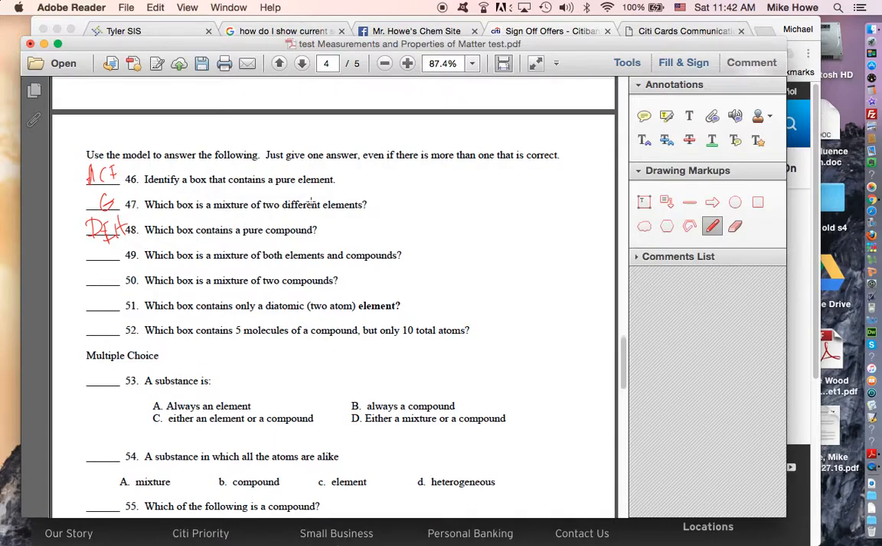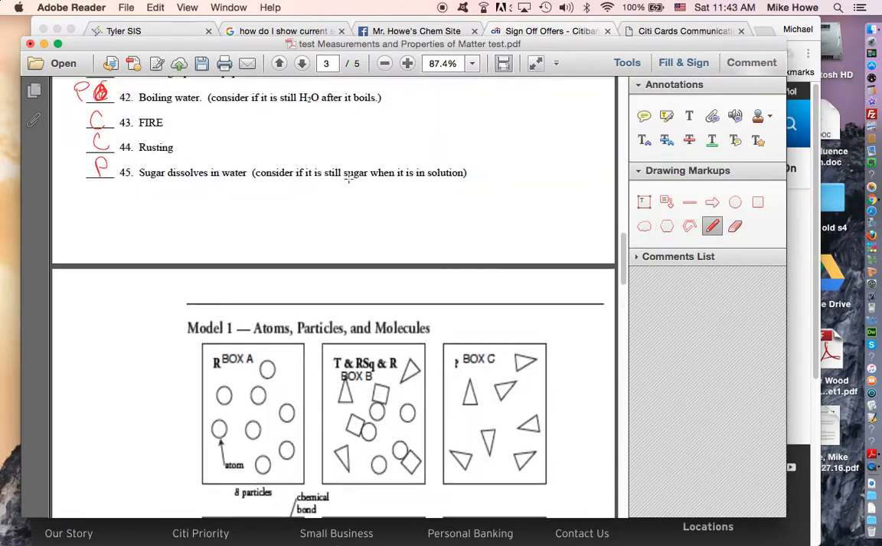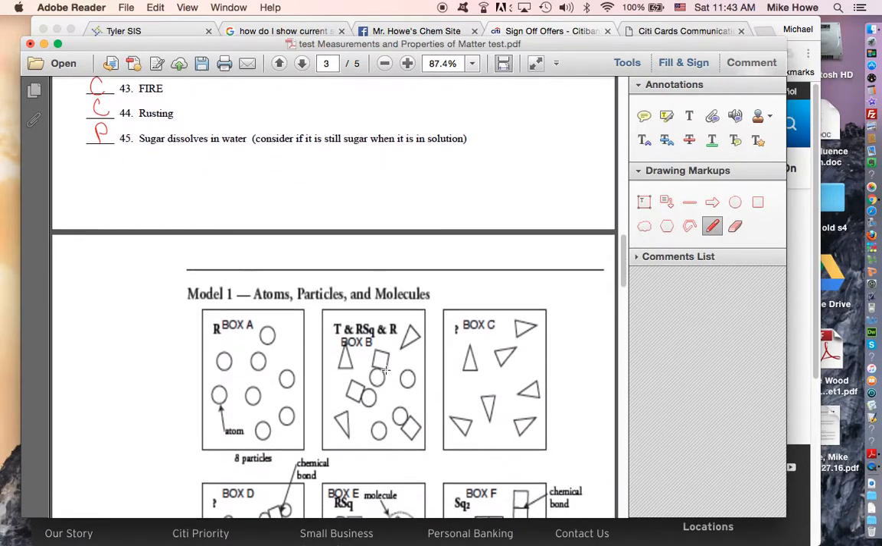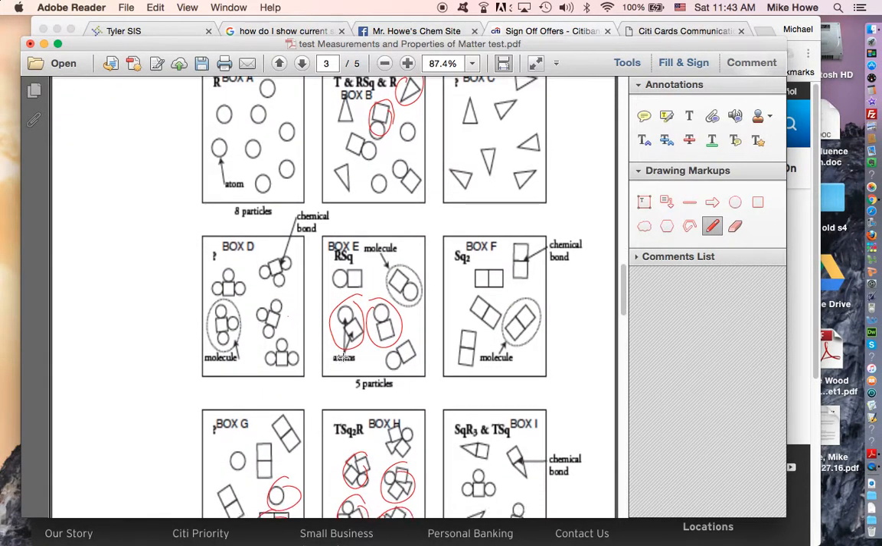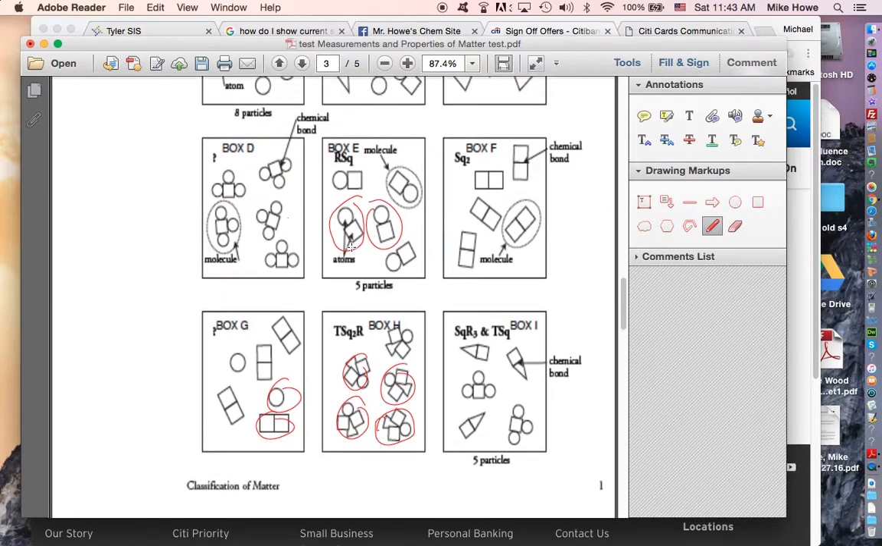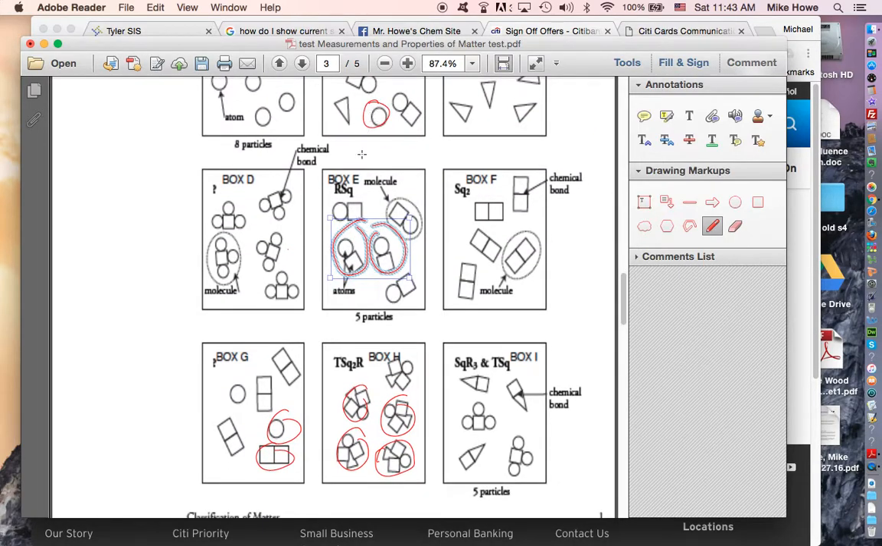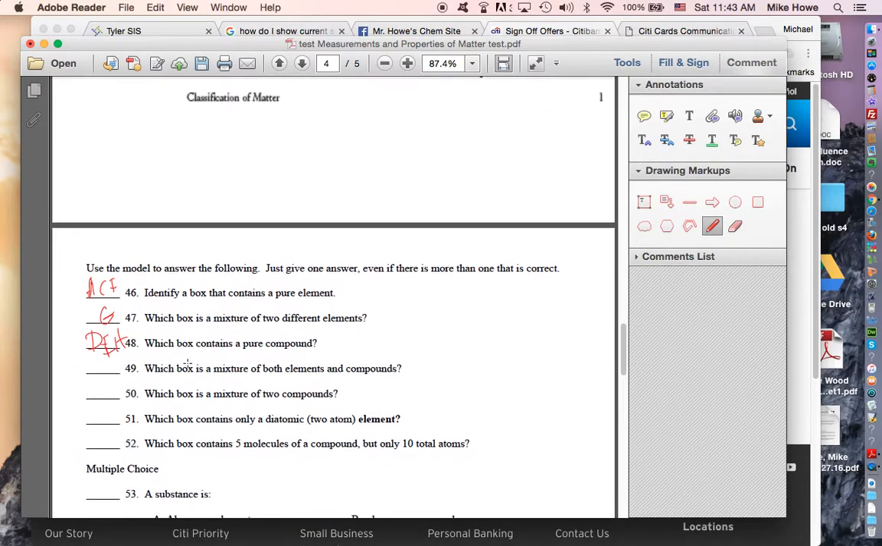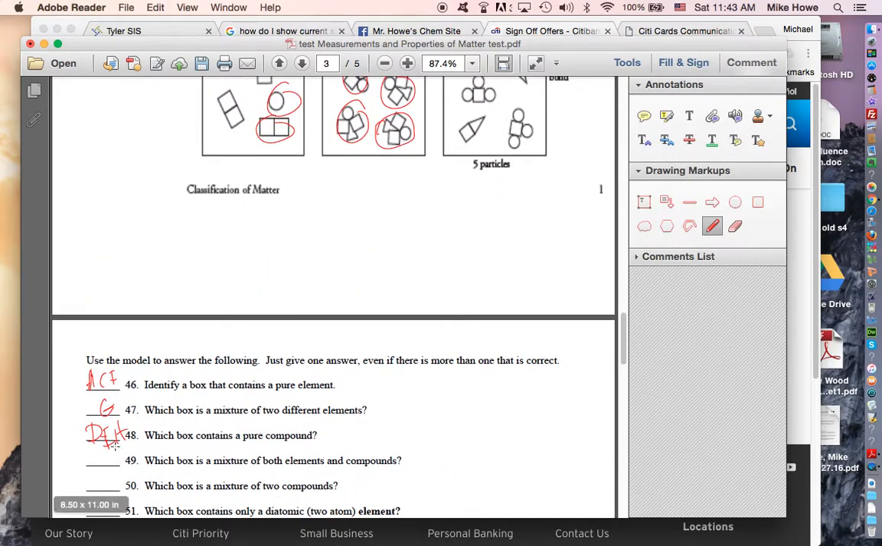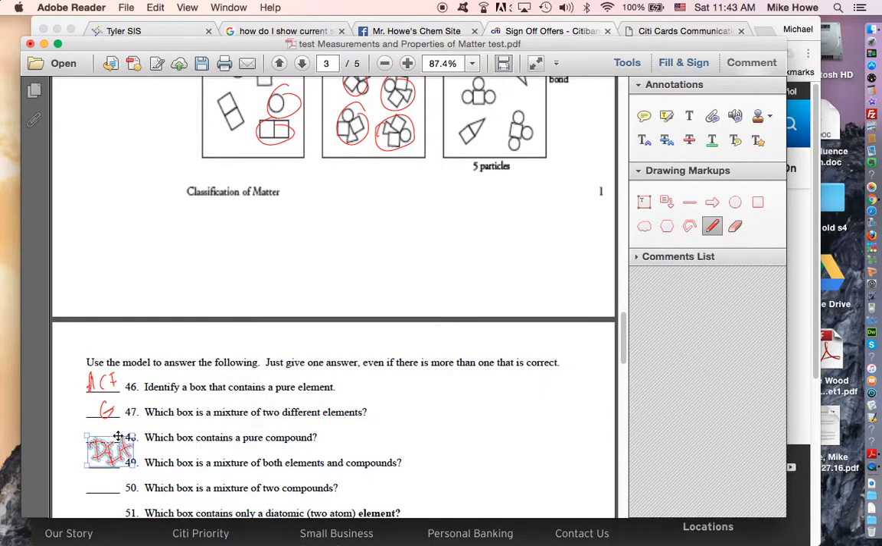Okay, both elements and compounds. The only box that meets that criterion is right here. That's a compound, that's an element. And so is the round one, it's also an element. So right here, that's an element. Okay, that was box B, I believe, wasn't it? Yes, B.